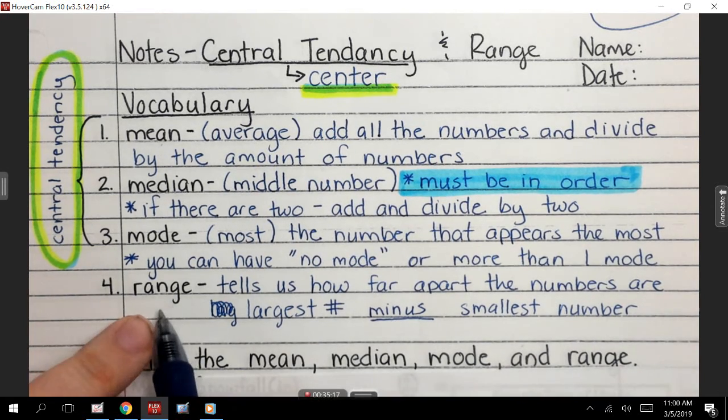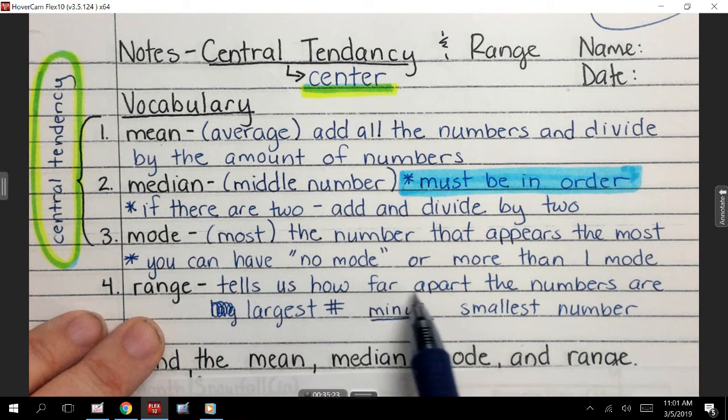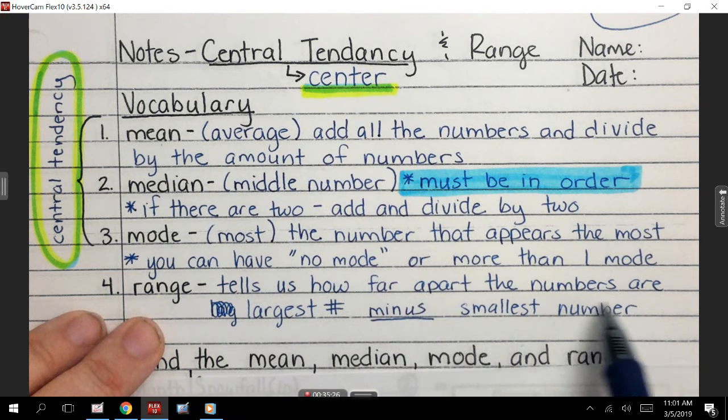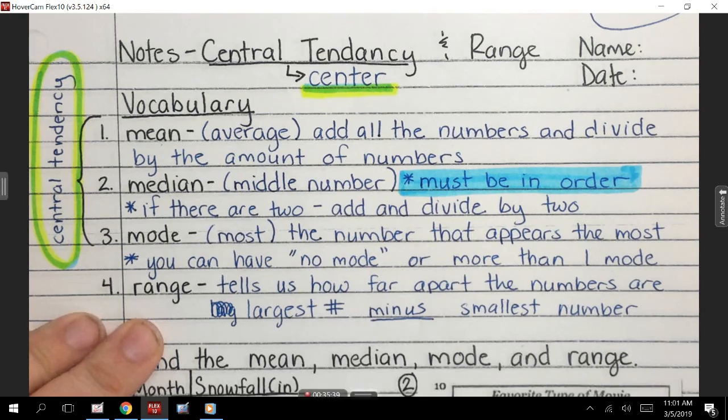The last thing is the range. The range is not central tendency. The range does not tell me the center. It tells me how far apart the numbers are, how much they're spread out. All right? The way that we find it is we do the largest number minus the smallest number. We're going to practice finding this today. We'll talk more about those definitions again tomorrow.